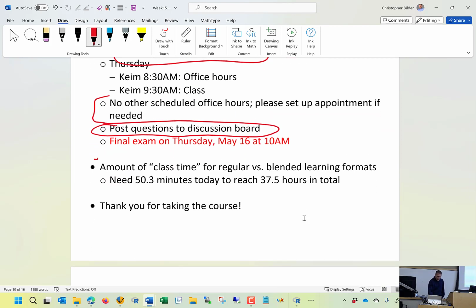So getting back to what we talked about last time, in terms of the amount of class time for, let's say, a regular versus a blended learning format, we needed to meet here for 50.3 minutes today to reach 37.5 hours in total. And we're at about 51 minutes right now. So interesting how that all works out.